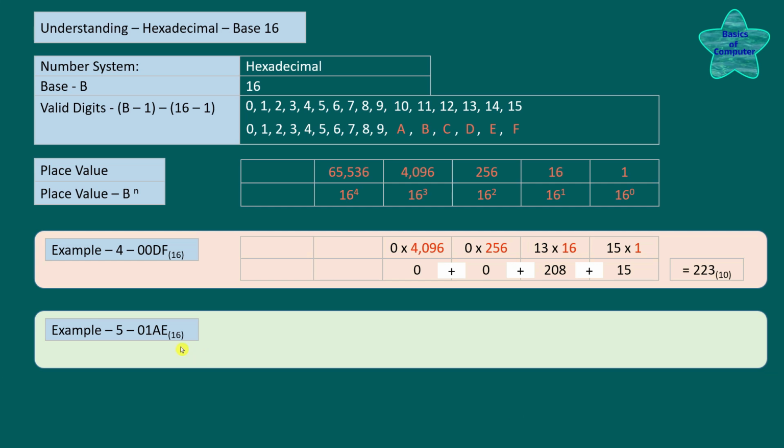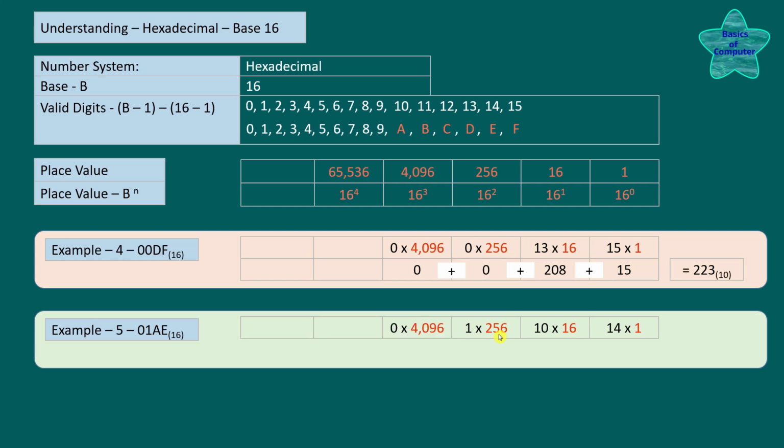Let us see. So first digit is E. E corresponds to 14. So we write 14 into place value 1. Second digit is A. A corresponds to 10. So 10 into place value 16. Third digit is 1. 1 into place value 256. So 16 to the power 2 is 256 for us.